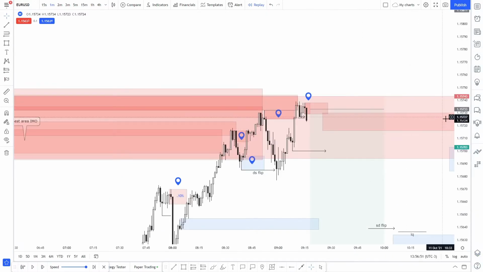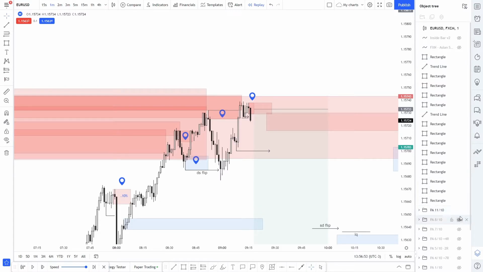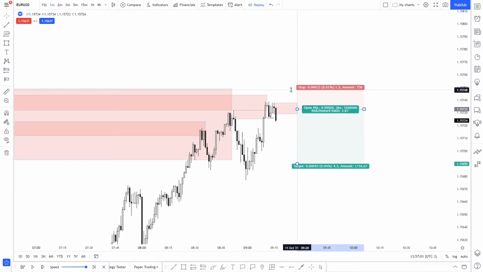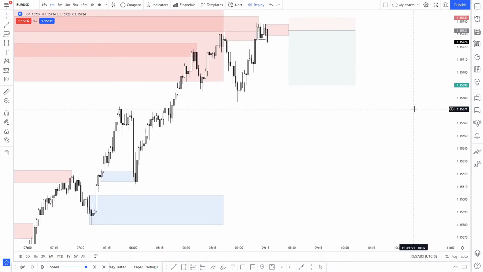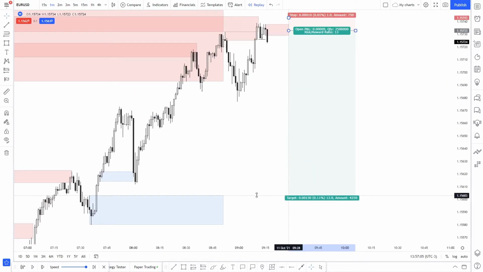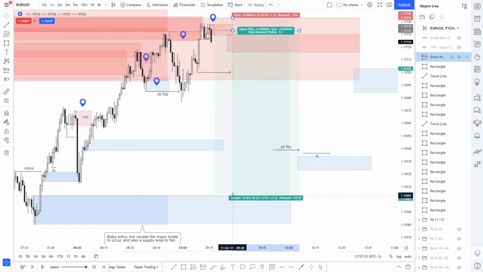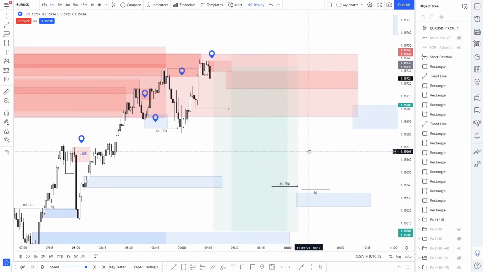733 and 10. Hide that, please. Thank you. 733 and 10. 733 was my entry, and 10 was my stop loss. And target, I think it was down here. No, where was it? It was a tiny bit lower than that.